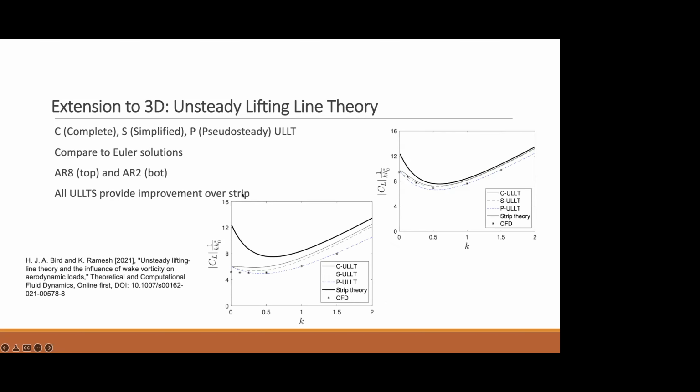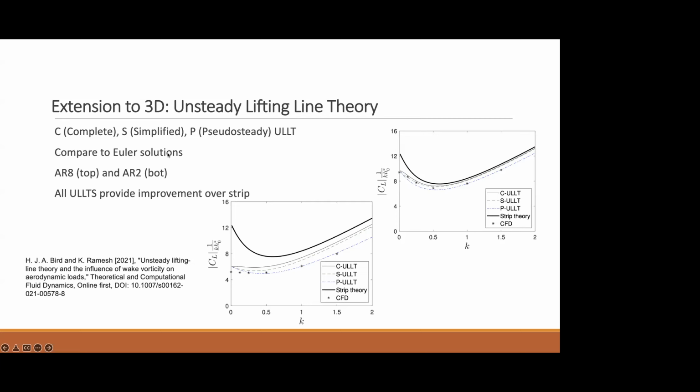So I'll just show some quick results from unsteady lifting line theory here. In our work that is published in this article shown here, we've developed or looked at 3 different models of ULLT. These are the complete ULLT, which was published in the 80s by Sklavounos. And we've developed a simplified version of the ULLT. And we also have a pseudo-steady model of the ULLT where we assume that the flow is steady at every given time step. And here in the results that are shown, we are comparing against Euler CFD simulations.